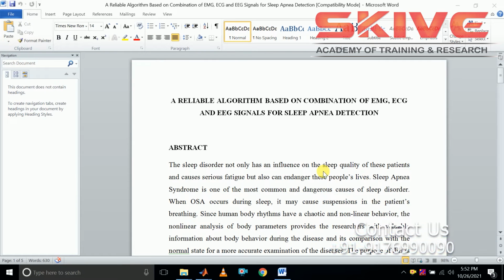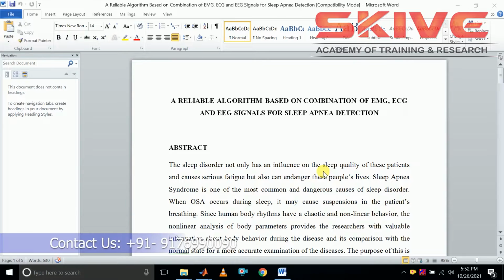This project is a reliable algorithm based on a combination of EMG, ECG and EEG signals for sleep apnea detection. Sleep is very essential for human beings. The influence of sleep disorder not only decreases the quality of sleep, it also causes many side effects and even causes death to patients in some situations.